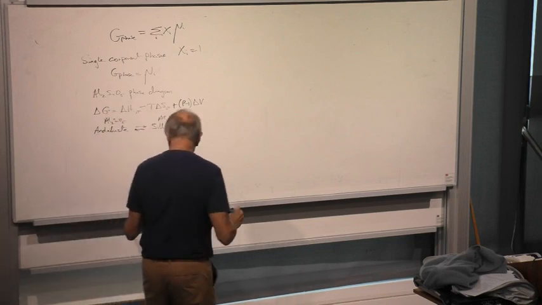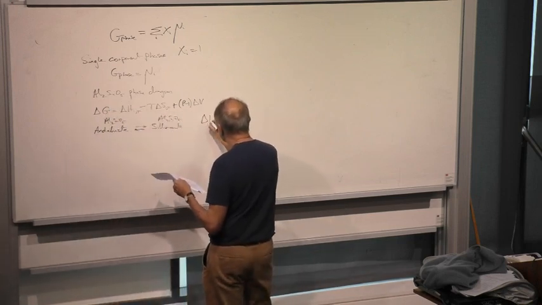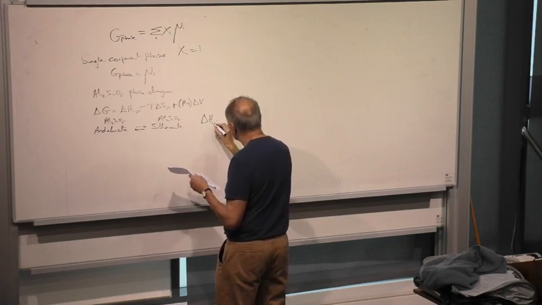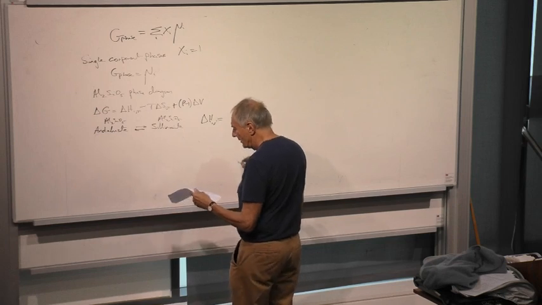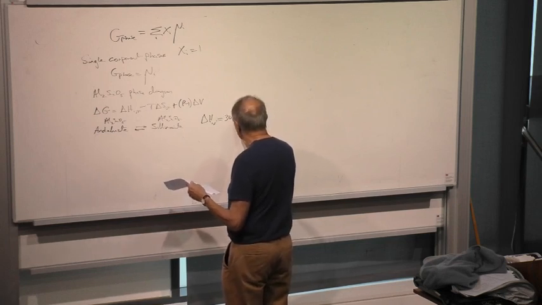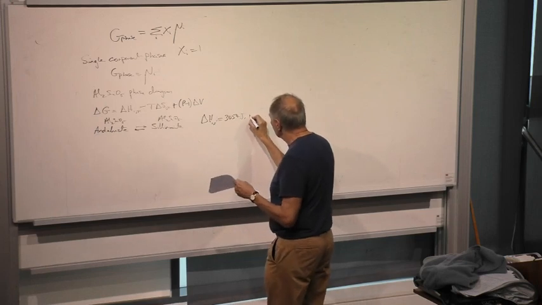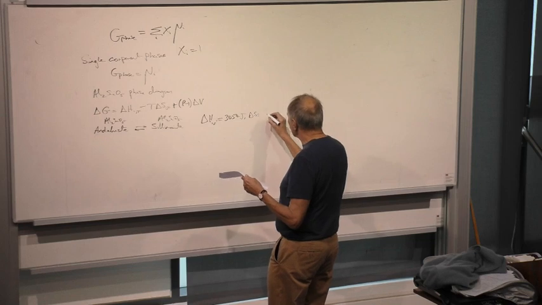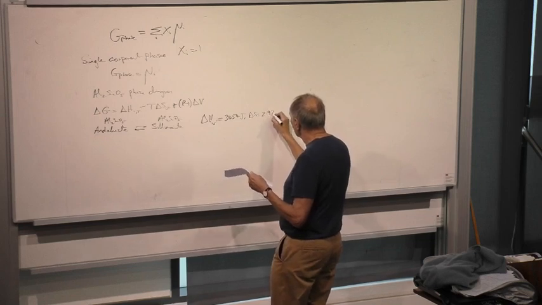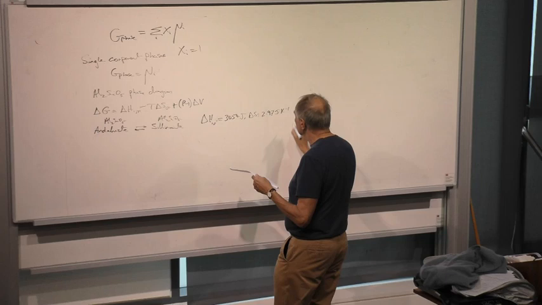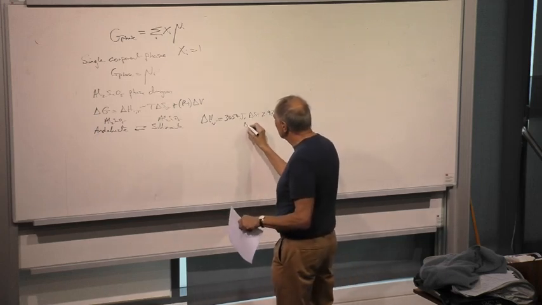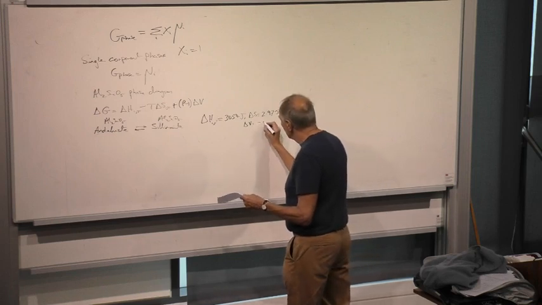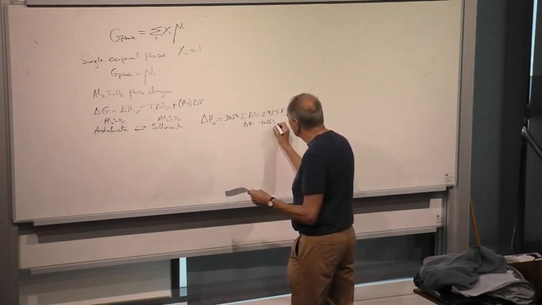And for that, we had a delta H at 1 bar and T equal to 3054 joules. Delta S is 2.97 joules per degree. And delta V is minus 0.163 joules per bar.